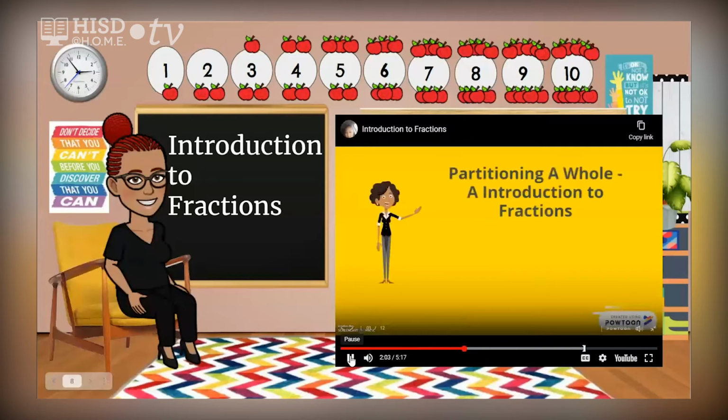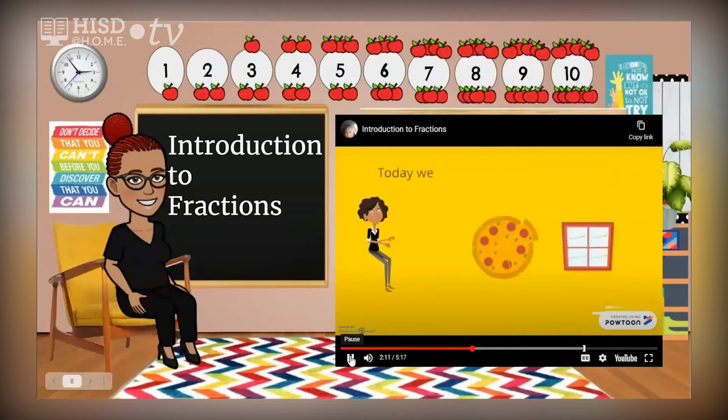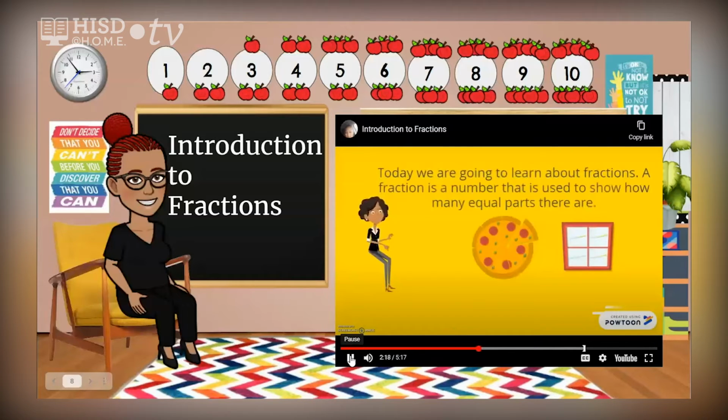Partitioning a whole. An introduction to fractions. Today, we are going to learn about fractions. A fraction is a number that is used to show how many equal parts there are.